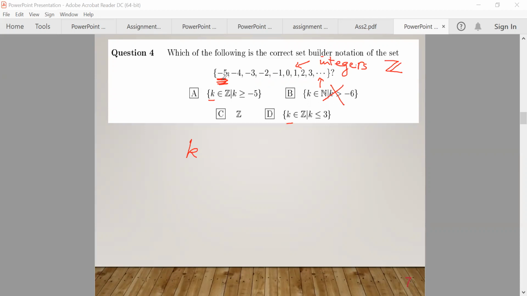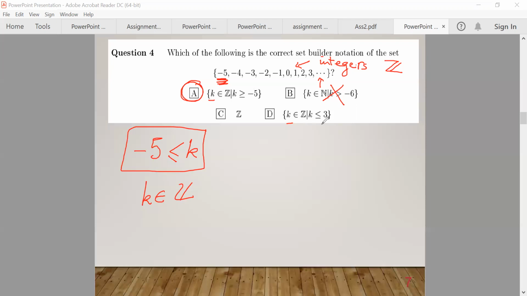We start from -5, so K must be greater than or equal to -5. On the right it is not bounded, it can go to infinity. So this is the property of the elements of the set: it must be an integer in Z and it must be greater than or equal to -5. The correct answer is A.